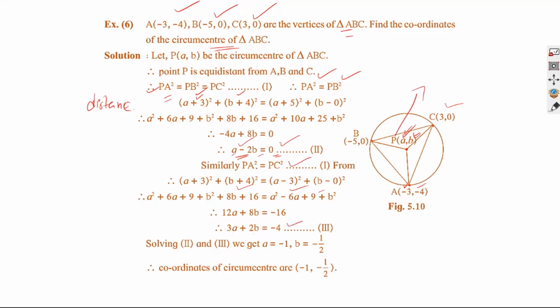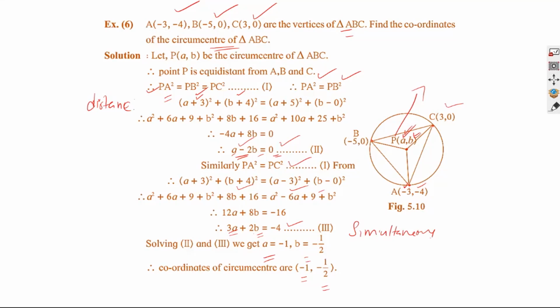This is in terms of A and B, and this is also in terms of A and B. We can apply simultaneous equations which we studied in 9th standard, and we can get A is equal to minus 1, B is equal to minus 1 upon 2. So the coordinates of the circumcenter are (-1, -1/2). What are the things you know? Circumcenter is equidistant from the vertices. The distance formula can be used for calculating the distance if you know the coordinates of the respective points. You applied these two things here and you succeeded.